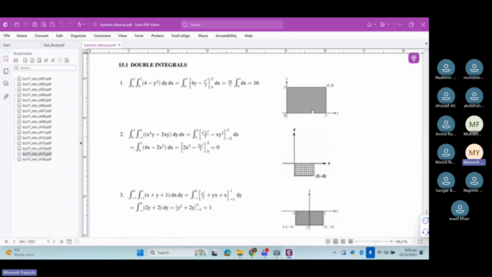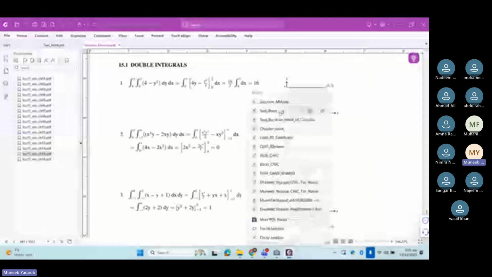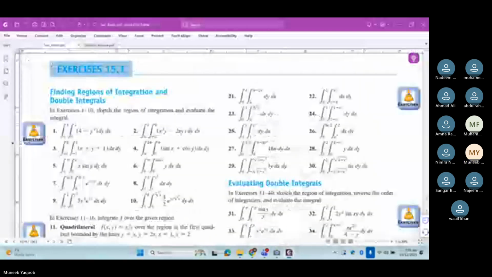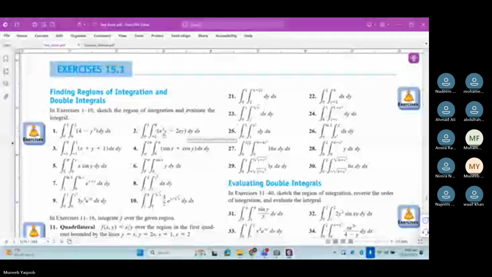Now, what about these sketches? Actually, these sketches are the requirement of the question. Let me just show you the statement of the question. They are saying sketch the region of integration. Evaluate question number 2. You can see that y is varying from minus 2 to 2 and x is varying from 0 to 3. Minus 2 to 0 and 0 to 3.